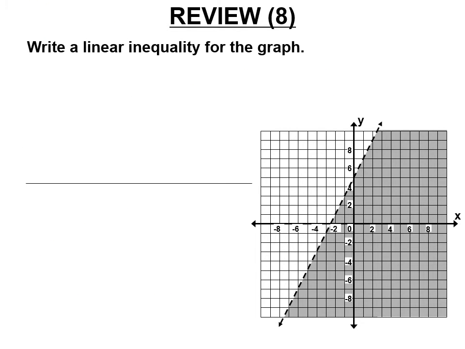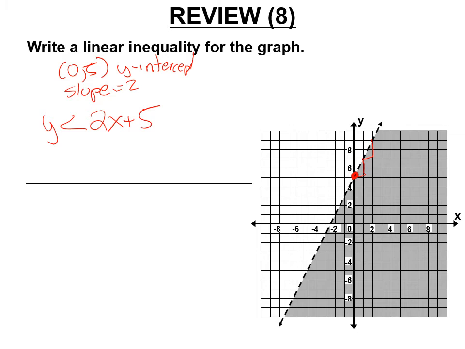All right, so we're going to write a linear inequality for this graph you see on the test. We're going to work backwards. So there's a 0, 5 for the y-intercept. All right, and then the slope, what's the slope of this? It's looking like a +2. Now remembering this is a dashed line and we've shaded below it, so it's y is less than 2x plus 5. That's that linear inequality.